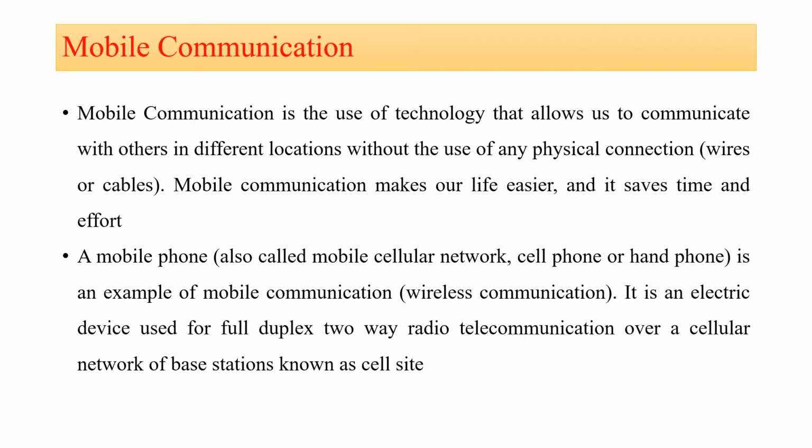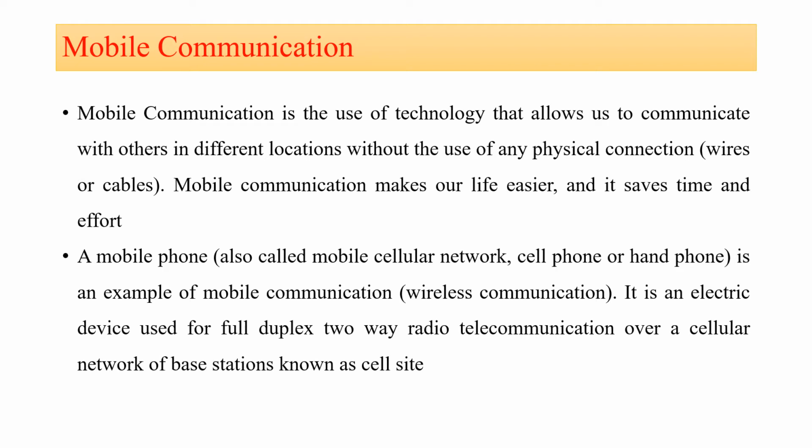Now if you see the communication channel, our communication media are basically divided into two types, that is wired and wireless communication. Mobile communication totally depends on wireless communication, meaning here there is no physical connection of wires or cables. And a mobile phone, also called a mobile cellular network, cell phone or hand phone, is the best example of mobile communication or wireless communication.